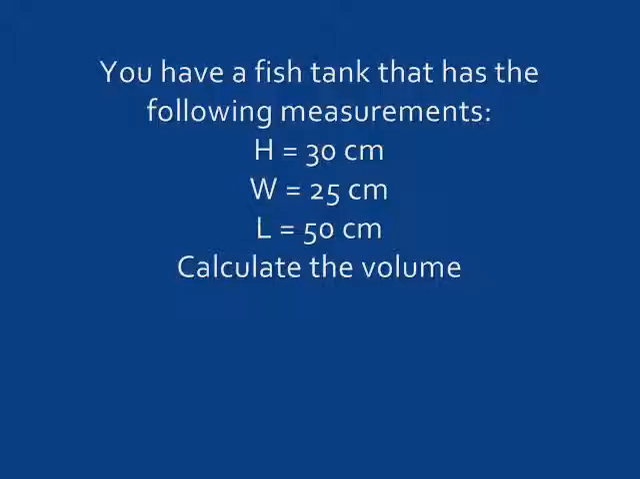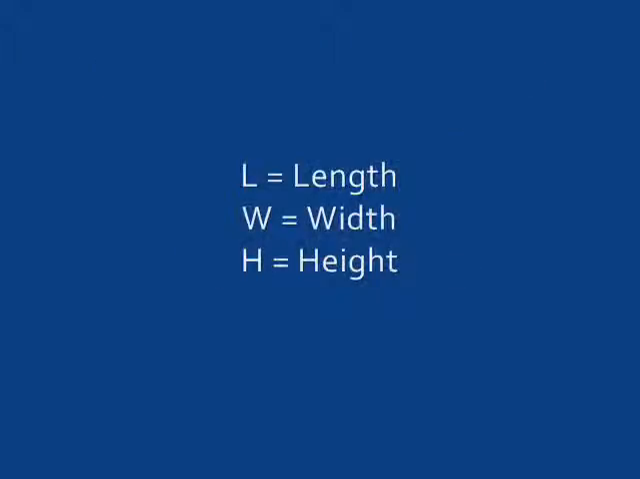The first thing we're going to have to do is figure out exactly what H, W, and L are. L is the length, W is the width, and H is the height. So what are the length, the width, and the height? Length tells how long something is, and normally it's measured from the closest point of some object to the point that's furthest away from you.